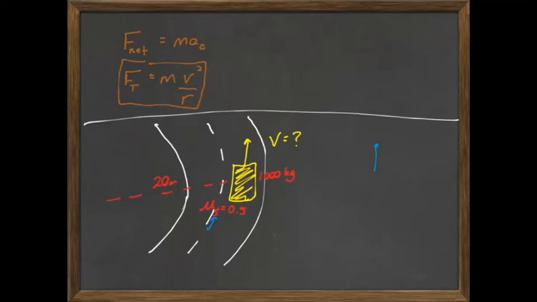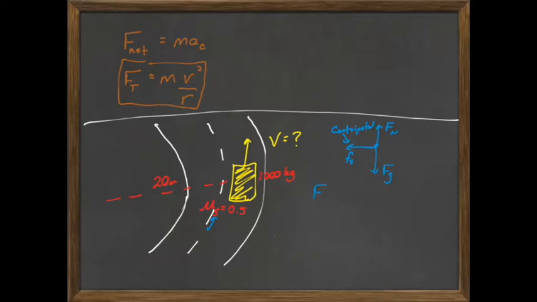So if we made a free body diagram for this car, we would see gravity pulling it down. We would see a normal force from the road. And then in order for the car not to slide off the road, there must be friction pointing towards the center of the circle in order to keep it in the circle. That makes the friction force our centripetal force.